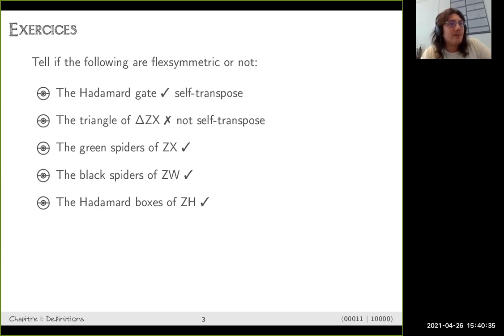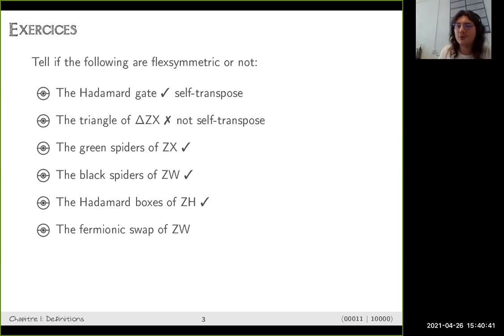Now more difficult: the fermionic swap of the ZW, or it also works for the regular swap. Same question, in fact. And yes, the answer is no.